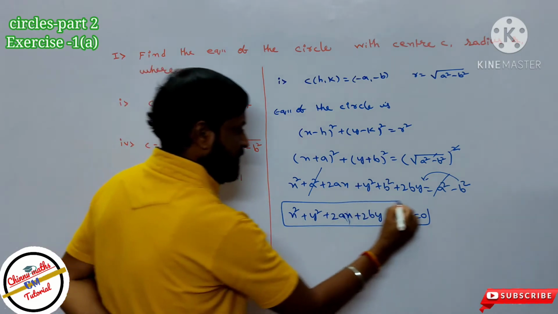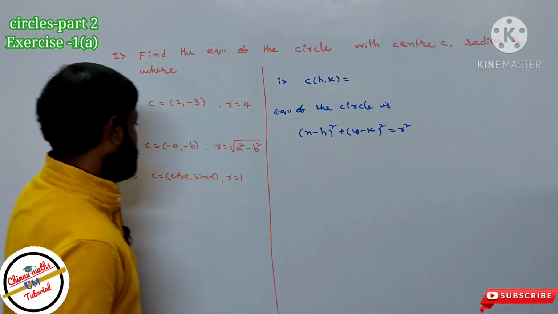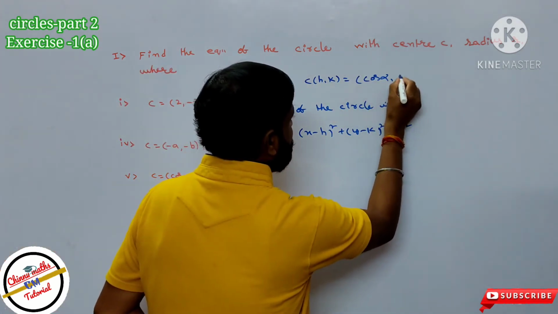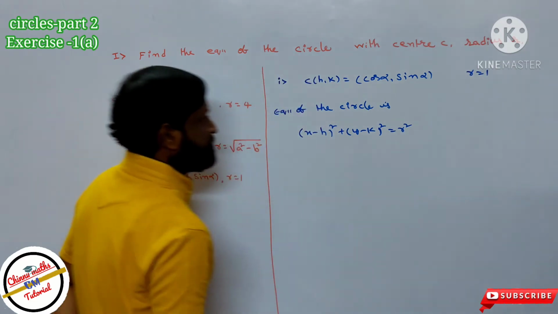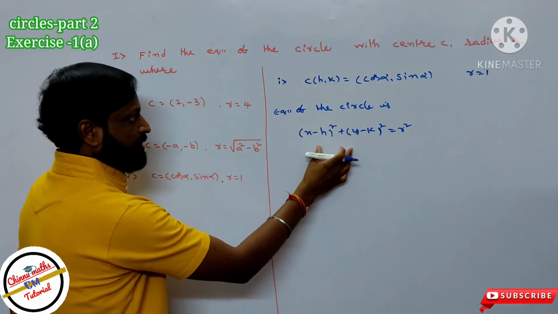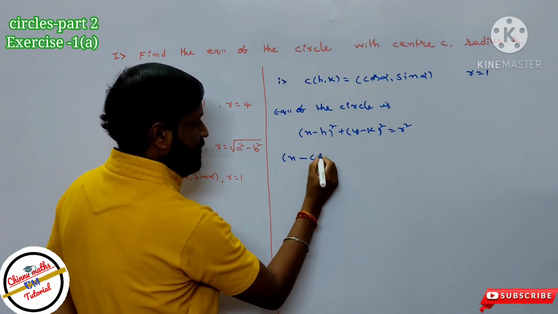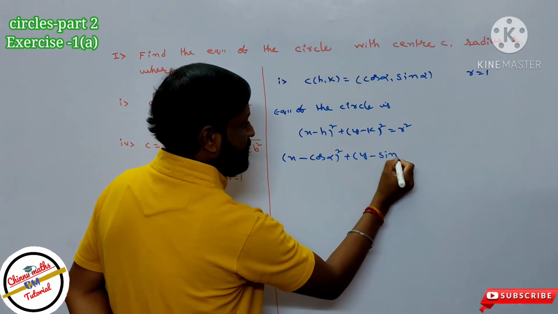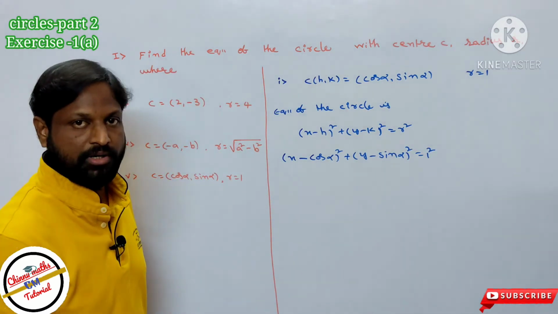It is the required equation of the circle. Given the center (h, k) is (cos alpha, sin alpha), and the radius r equals 1. The equation of the circle is this one. Then you can substitute: (x minus cos alpha) whole square plus (y minus sin alpha) whole square equals 1 square. 1 square is nothing but 1.